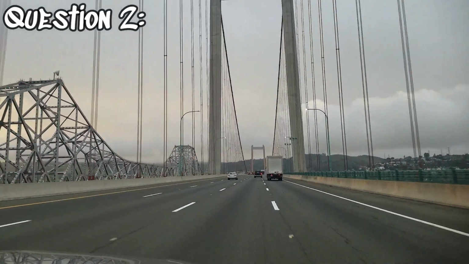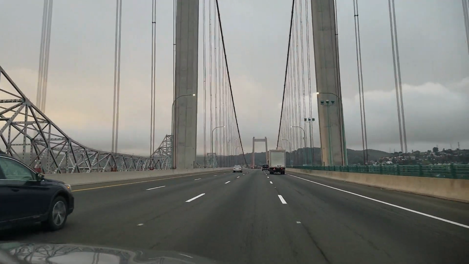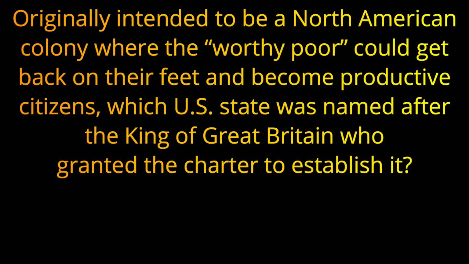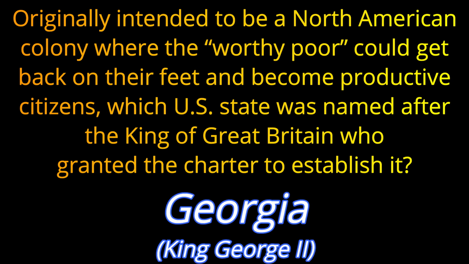Question number 2. Originally intended to be a North American colony where the worthy poor could get back on their feet and become productive citizens, which U.S. state was named after the King of Great Britain who granted the charter to establish it? It was named after King George. The answer is Georgia.